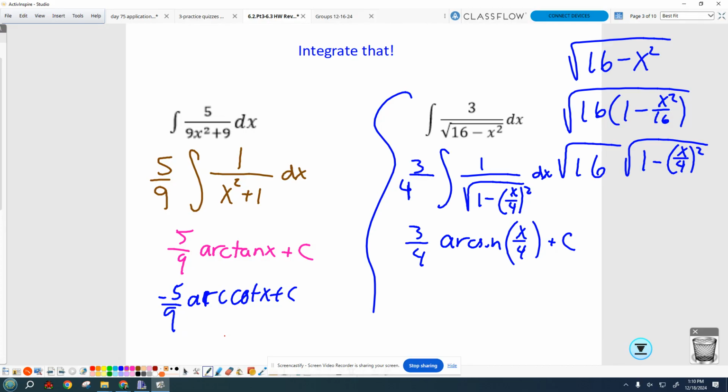And this is wrong. Oh, what's wrong? Chain rule. What do I have to do? Times 4. Divide by the derivative of the stuff inside, which the derivative of stuff inside is 1/4. Divided by 1/4 is multiplying by 4. So 3 arc sine x over 4 plus theta. Okay?